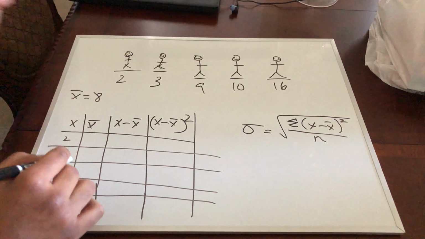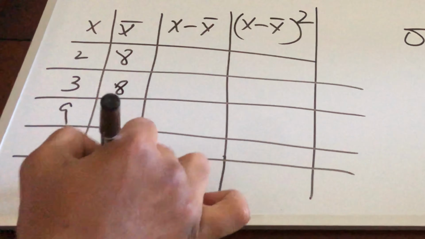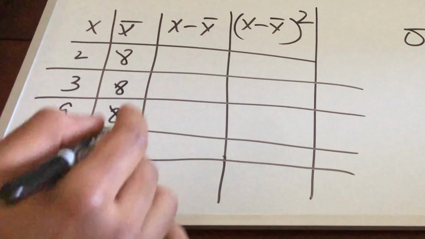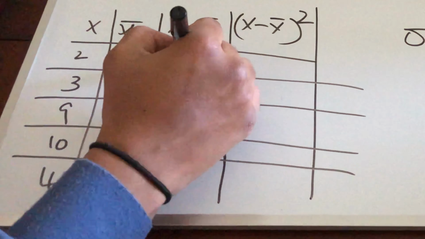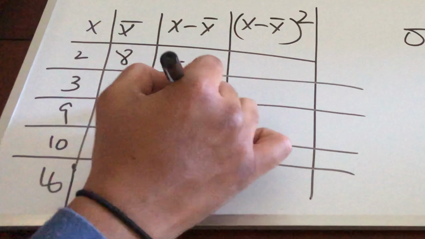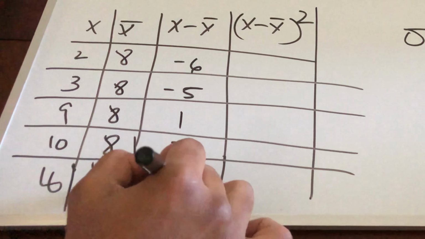Okay, so now we have X bar is 8 across the board, okay? Now, you're going to take X minus X bar. So this is X bar. 2 minus 8 is negative 6. 3 minus 8 is negative 5. 9 minus 8 is 1. 10 minus 8 is 2. 16 minus 8 is 8.